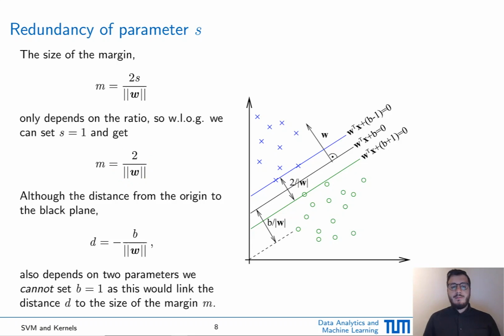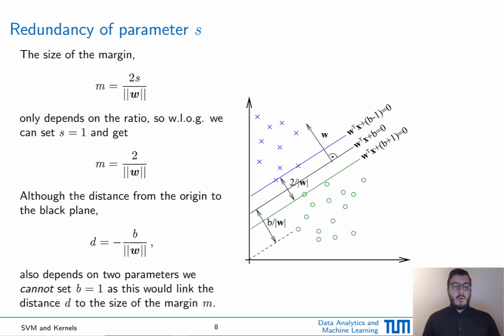Here, as a side remark, be careful, we cannot set the bias term to some arbitrary number, because this will link the distance to the margin. Imagine, for example, if we set the bias equal to 0, then the hyperplane will be the one crossing the origin, which is not what we want.